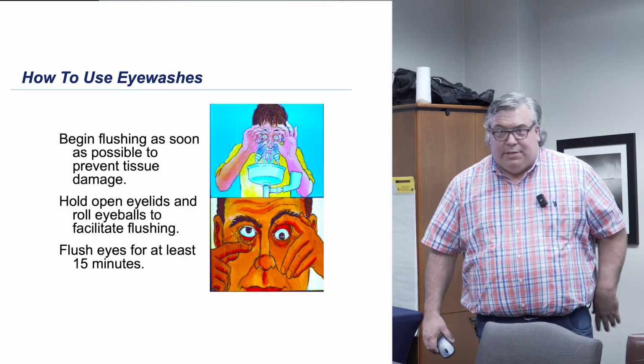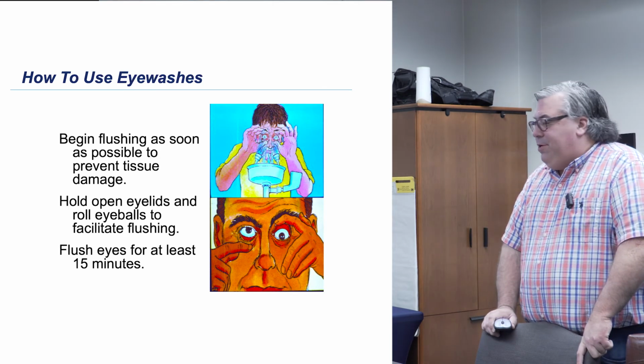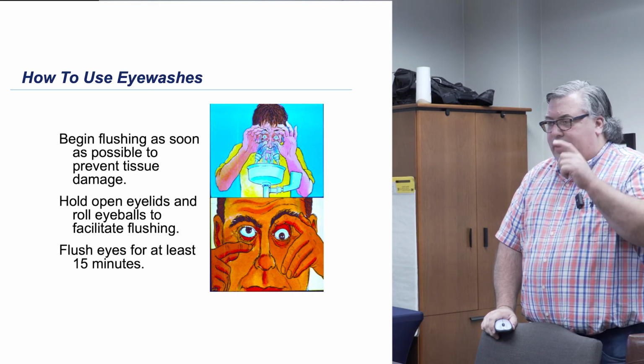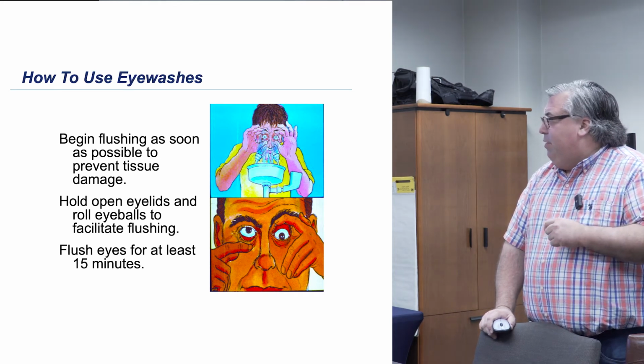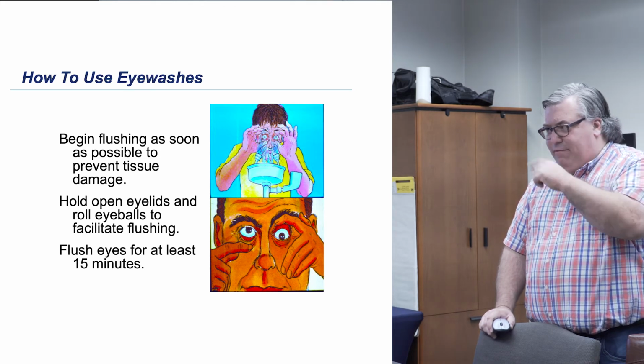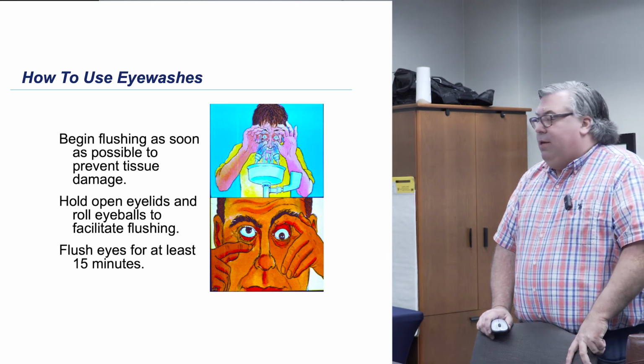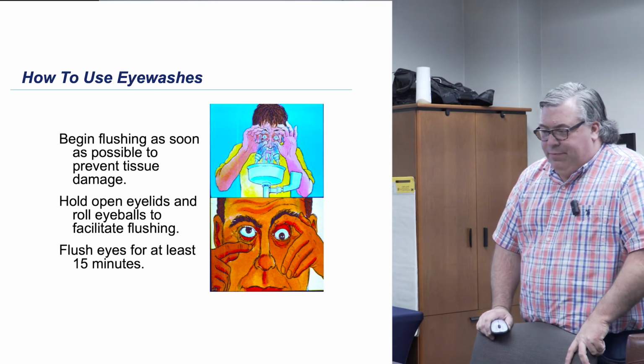So how to use eye washes. Begin flushing as soon as possible to prevent tissue damage. You're going to hold open your eyelids and you're going to roll your eyeballs to facilitate flushing. Again, you want to roll those eyeballs because you want every bit of that surface area covered with water, and you're going to flush for at least 15 minutes.